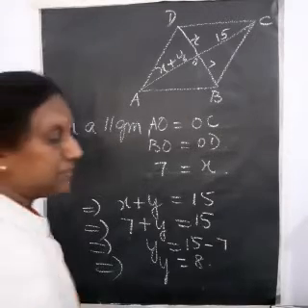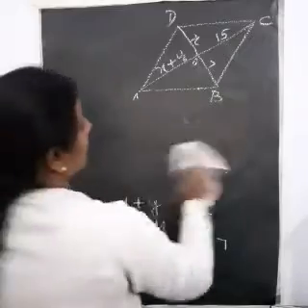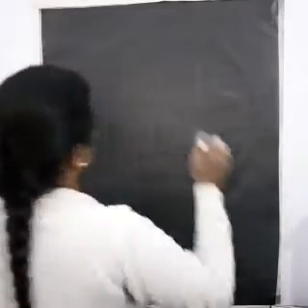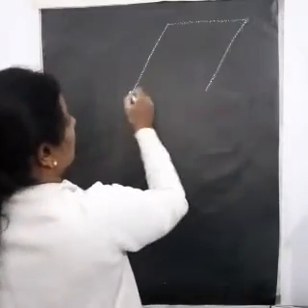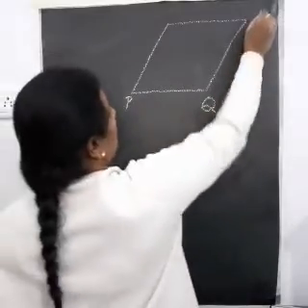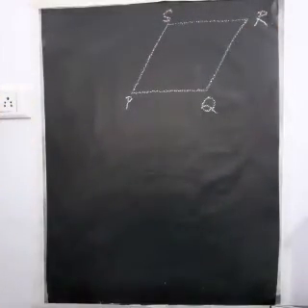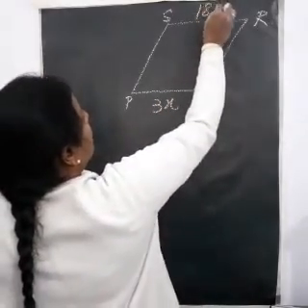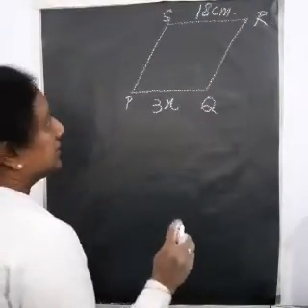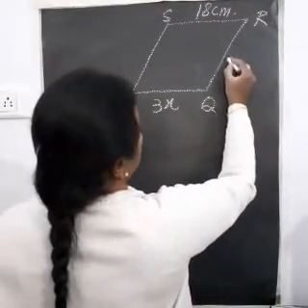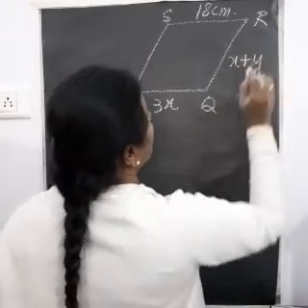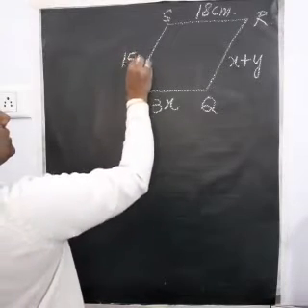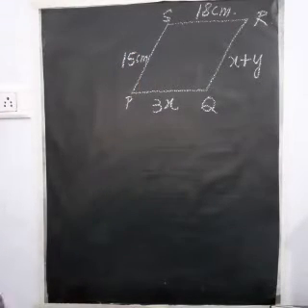Now I'll give you one more sum where the sides are given and they want us to find the value of X and Y. Supposing they say find the value of X and Y if supposing this is P, Q, R and S. Just say they said 3x here and here they have given 18 centimeters. And here they have said it is x plus y, and here they have given 15 centimeters. Okay, so what will you get?